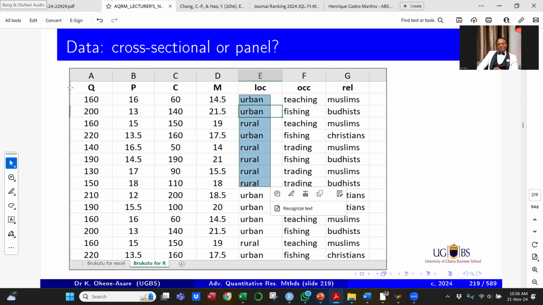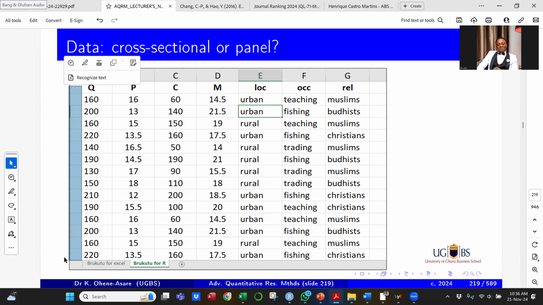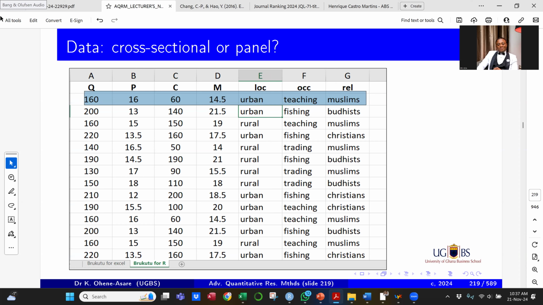And each one of these is a shop. Take note. So you have shop 1, shop 2, shop 3. These far left. They didn't write them, but when you take the information here, the first information here is for shop 1. This shop is selling 160 bottles of Brukutu gin bitters.